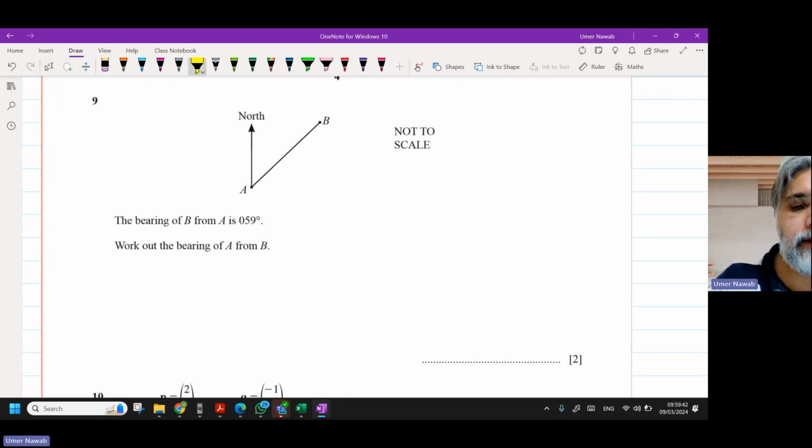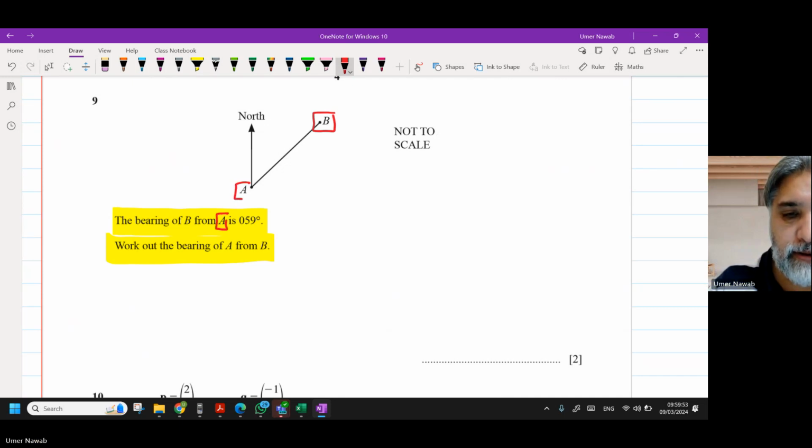Now, the concept of a bearing is asked by the examiner. The bearing of the point B from A, this angle is 059.